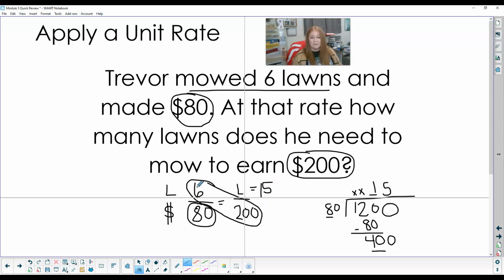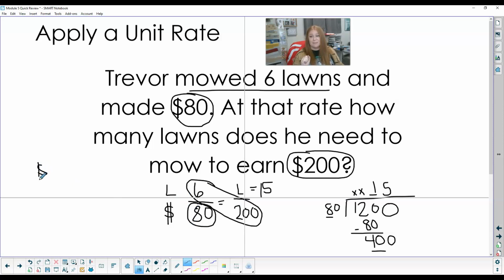So I could have figured out how much one lawn is and then times that to get to here. But it was a lot easier for me to just set it up and say, he has 6 lawns for $80. I want to know the lawns for $200. So I saved myself some time and some steps by just setting it up as one problem here. So this proportion helps me know, what am I going to multiply? What am I going to divide by?